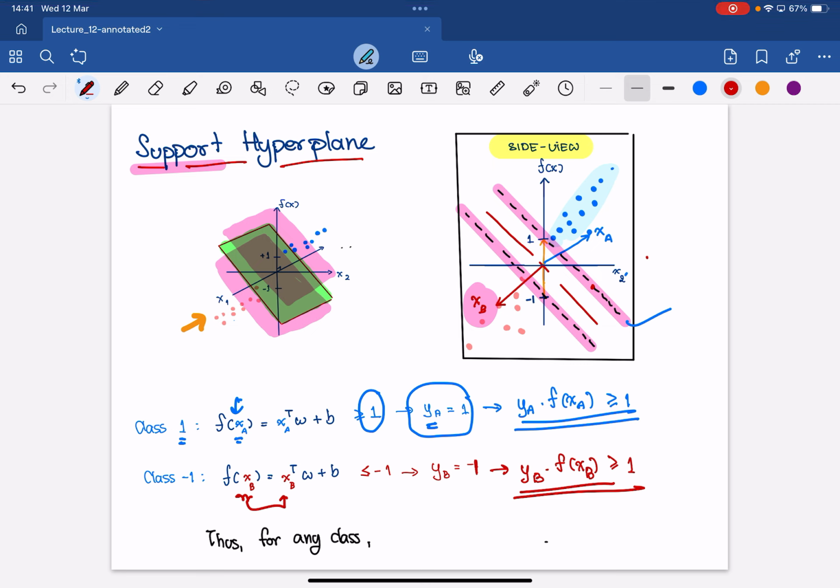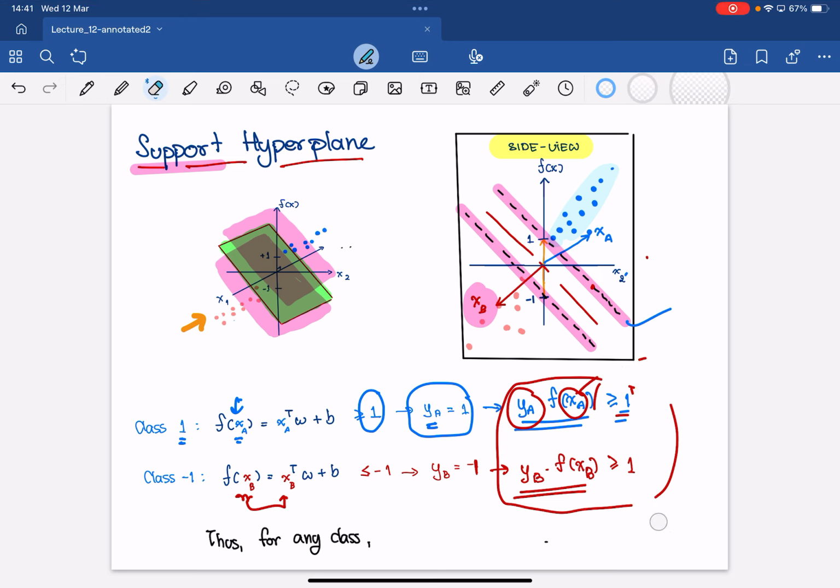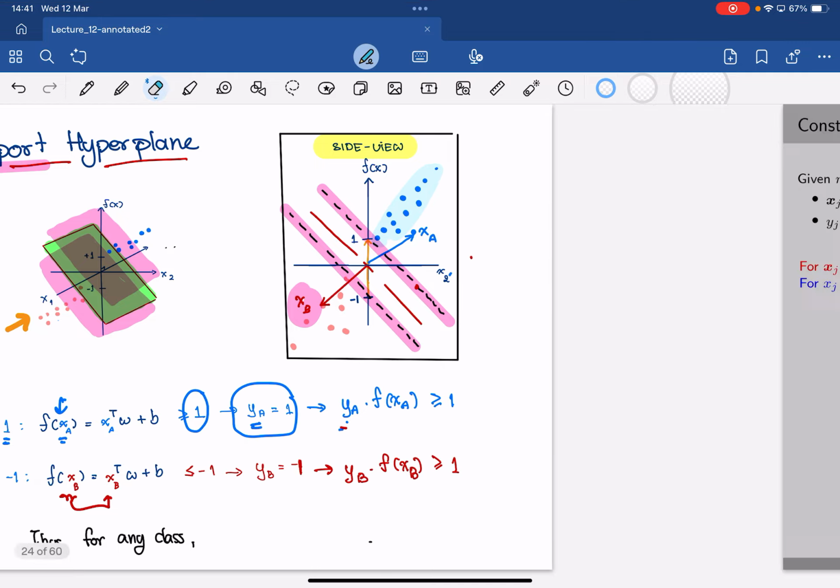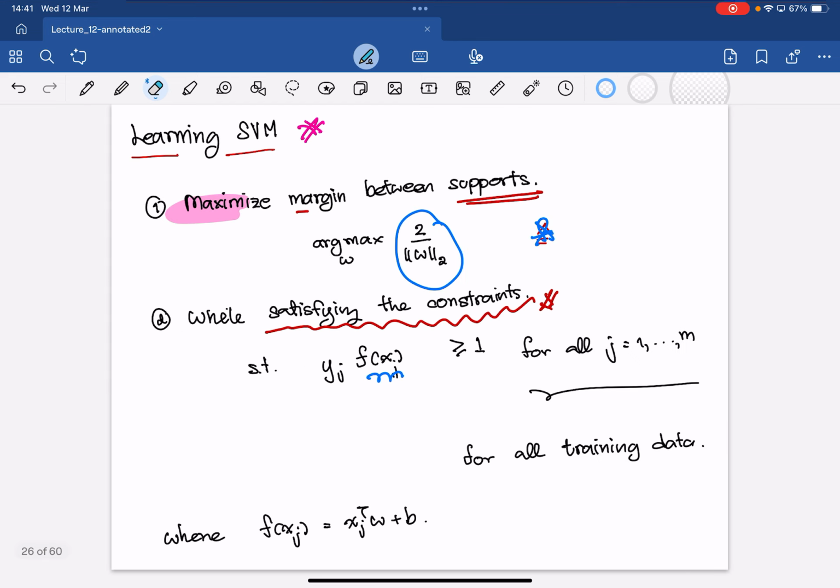Okay, so as you can see, whatever class that x came from, it will always multiply by y and have a value greater than 1 for both cases. So that becomes your condition when you optimize for the W and B. So that is the condition that you get here.